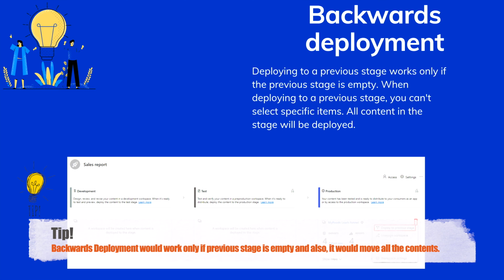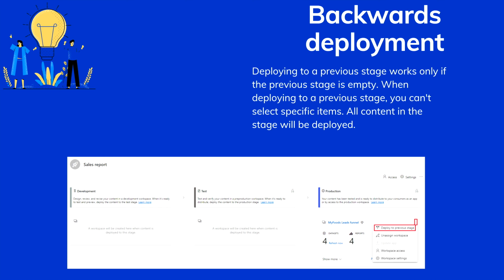Deploying to a previous stage works only if the previous stage is empty. Otherwise it's not going to work. When deploying to a previous stage, you can't select specific items. All contents in the stage will be deployed. That means only in forward deployment you get an option to choose which content you want to deploy, but once you are in the backward one, you won't get to decide which one you want to deploy or not.